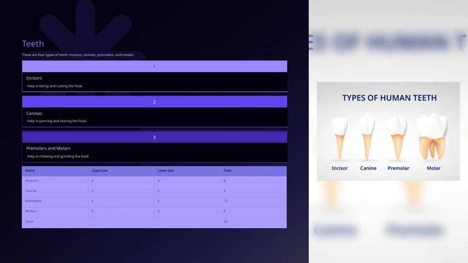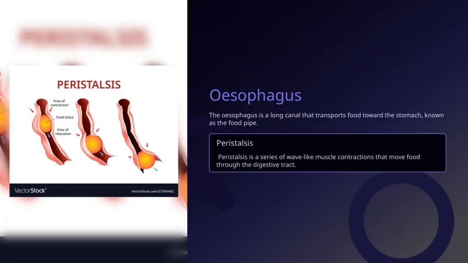These teeth are broader and flatter, and their main job is chewing and grinding food to make swallowing easier and digestion more efficient. Overall, these different types of teeth work together seamlessly to enable us to eat a wide variety of foods efficiently. They play a crucial role in our digestion and overall health, highlighting the importance of dental care in maintaining their function. Let's take a closer look at the esophagus.